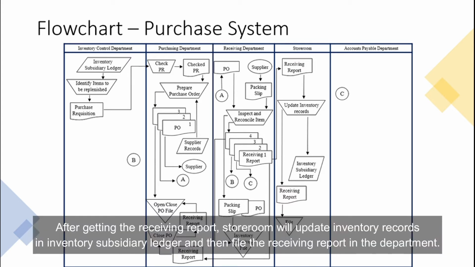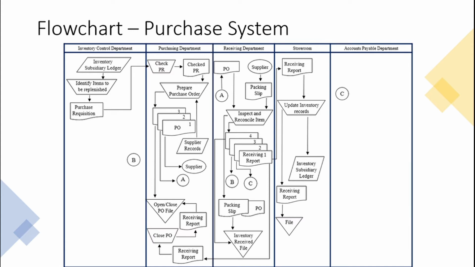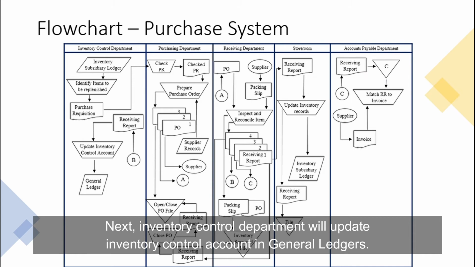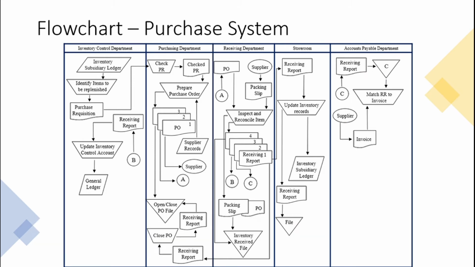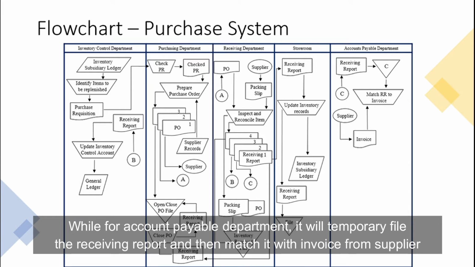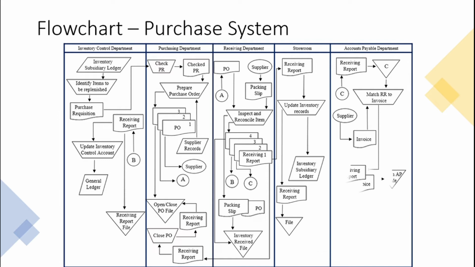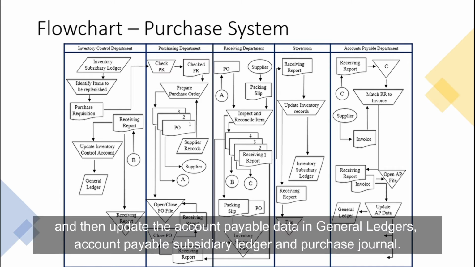After getting the receiving report, the storeroom will then update inventory reports in inventory subsidiary ledger and then file the receiving report in the department. Next, the inventory control department will update the inventory control account in general ledger. While for account payable department, it will temporarily file the receiving report and then match it with the invoice for supplier. Then the receiving report and invoice will be used to open the account payable file. And then update the account payable data in general ledger, account payable subsidiary ledger, and the purchase order.